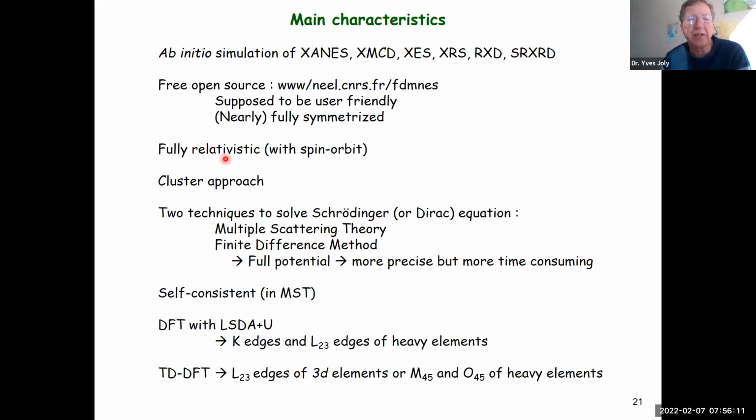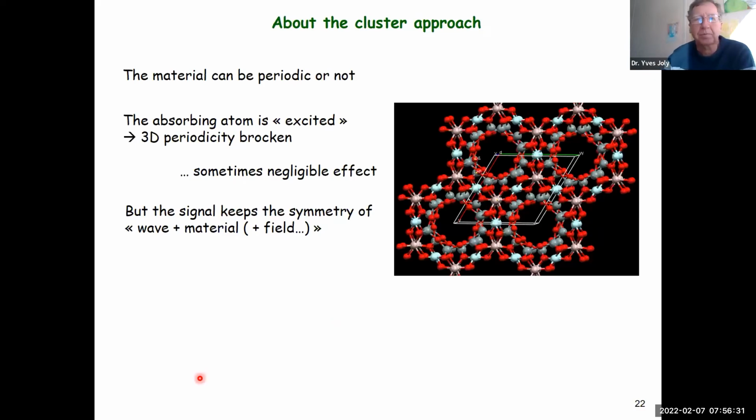Okay, so it's fully relativistic with spin-orbit, if you ask for it. It uses a cluster approach. There are these two techniques. So it's DFT, but you also have the Hubbard U correction. Sometimes it can be important for oxides or specific compounds. And you also have the time-dependent DFT.